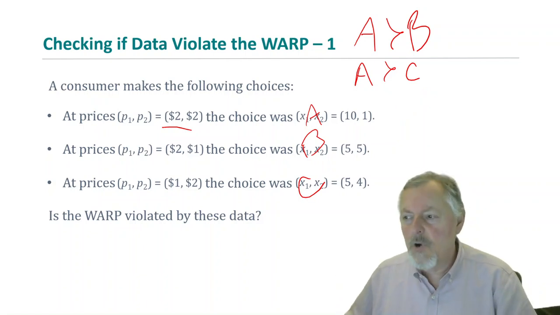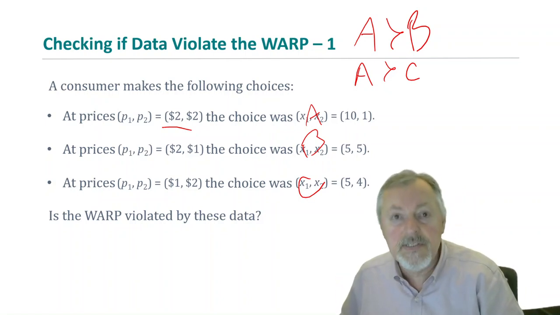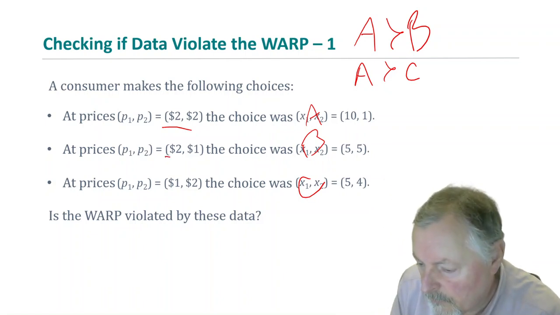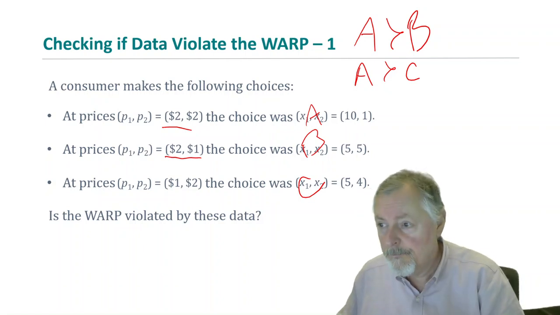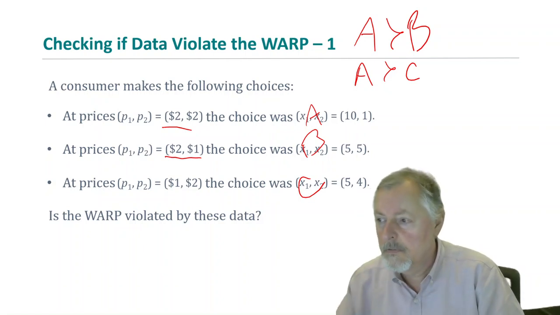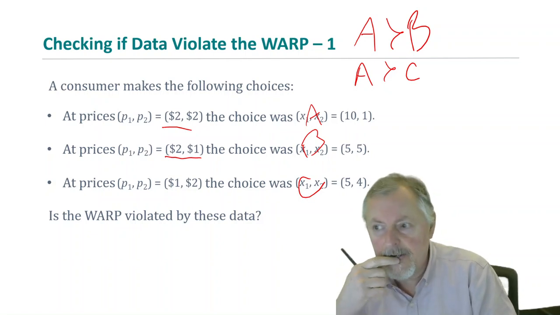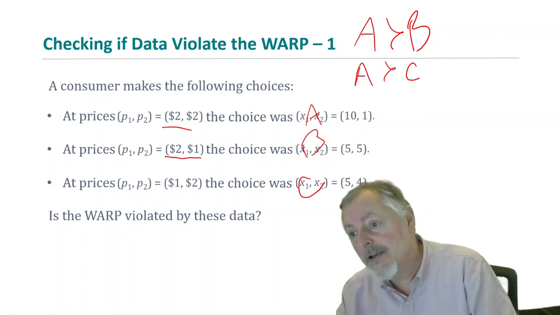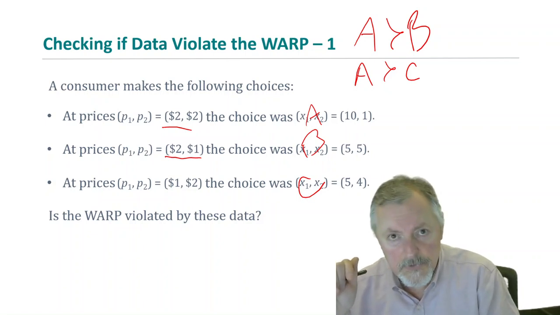You go through the same process at the second prices. The second choice that was actually observed was at a price of thing 1 costs $2, thing 2 costs $1. You picked option B. 5 of the first thing, 5 of the second. How much did that cost you? Well, it would be 5 times $2, so 10, plus 5 times 1. Bundle B cost you $15.